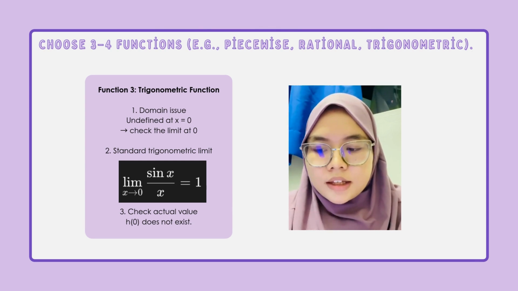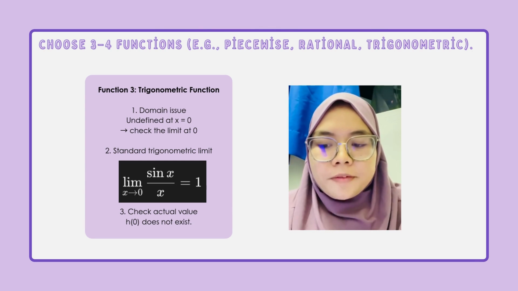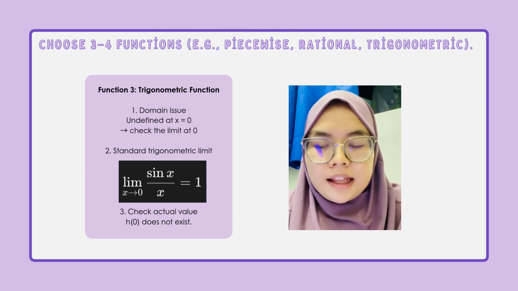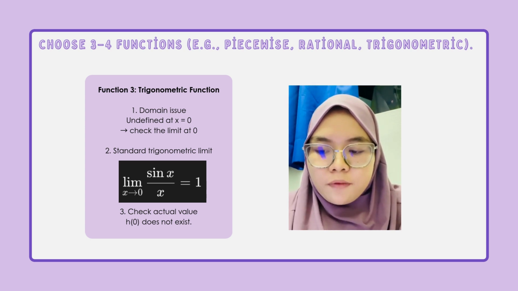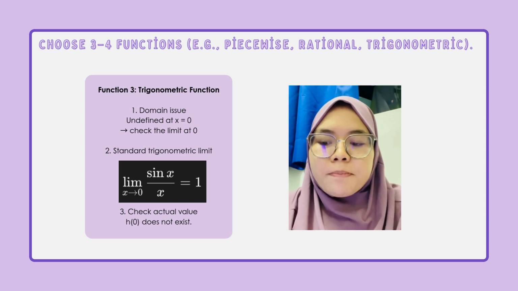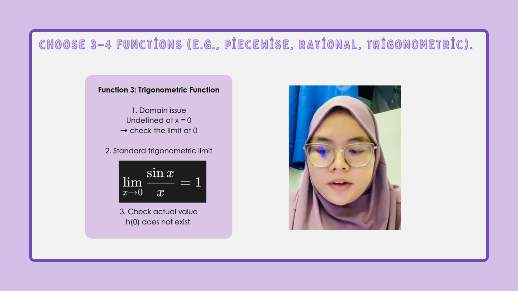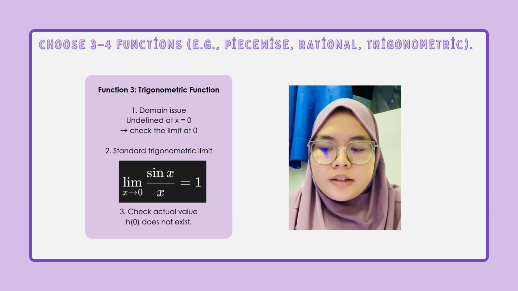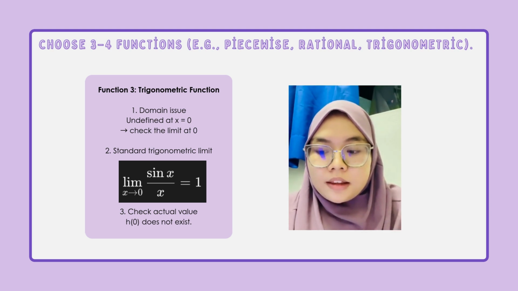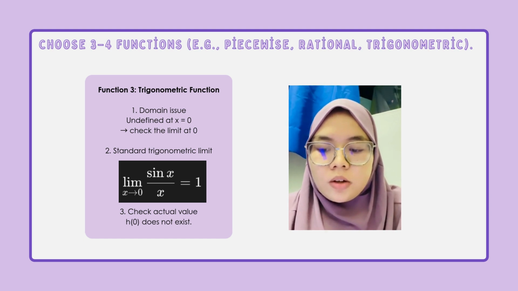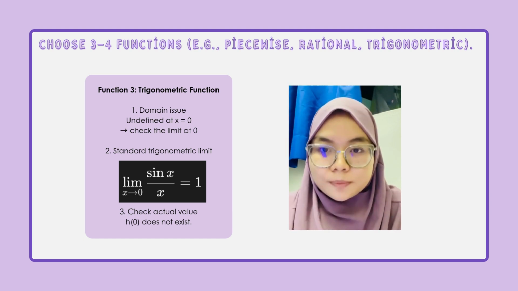Next function is trigonometric. For the trigonometric function tan x, we know that tangent blows up to infinity at x is pi over 2 and every pi interval. At these points, the function goes to positive or negative infinity. So the tan x has infinite discontinuities at those points.